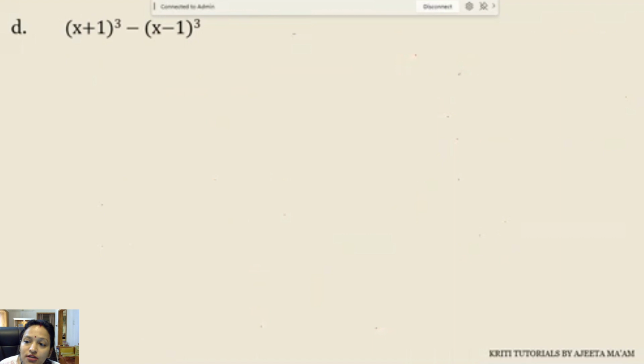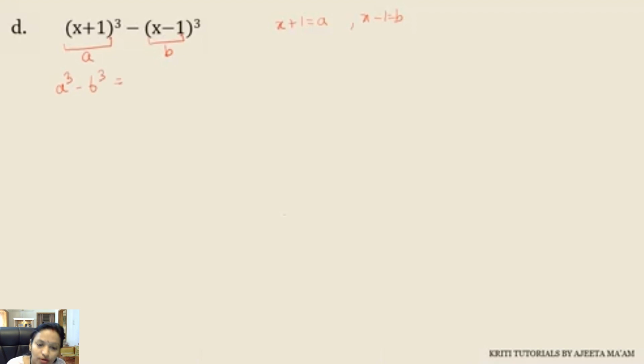We will take both the ways here, whichever you feel like, whichever you are confident, whichever you understand better, you can use it, right? So now let's take it. So what do you get? If I take x plus 1 as a, and x minus 1 as b, I can use the identity a cube minus b cube, which is a minus b, a square plus ab plus b square, right?